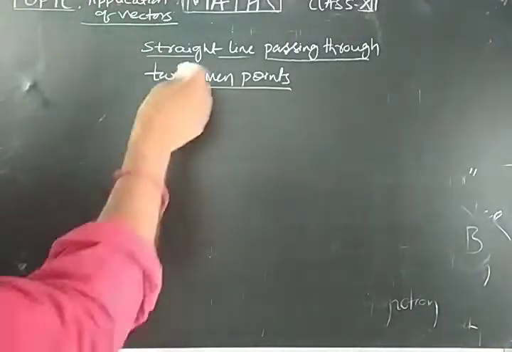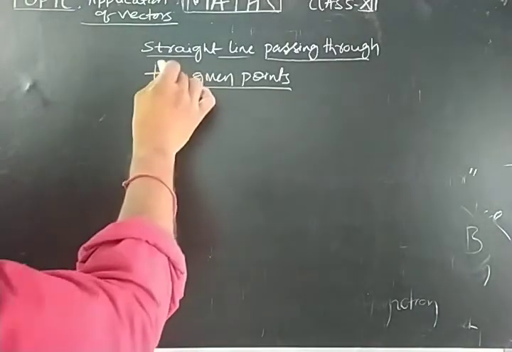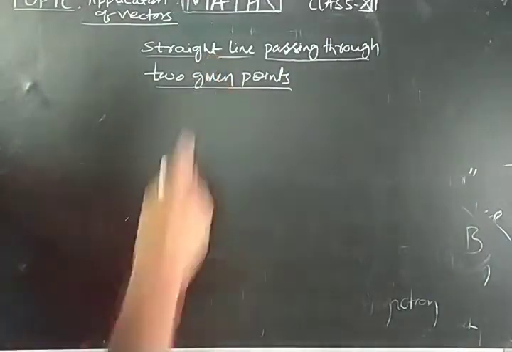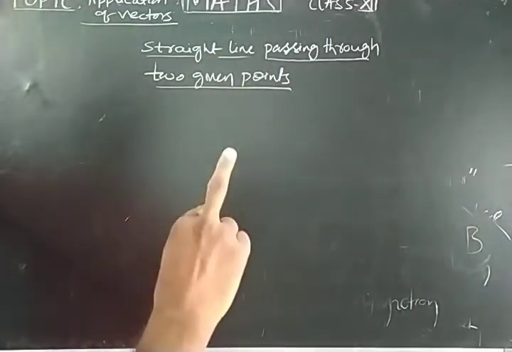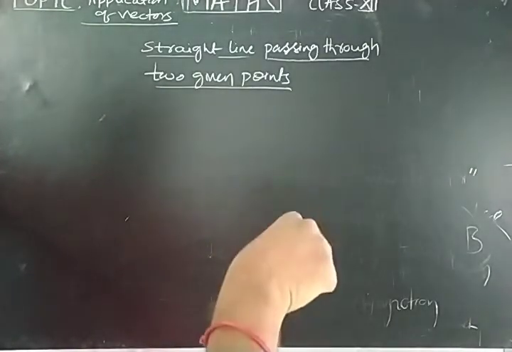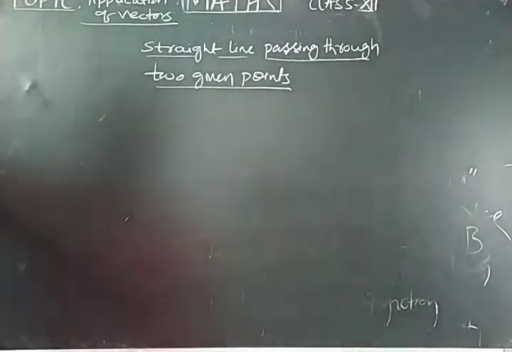In a similar way, again we are finding the vector equation of a straight line which is passing through two given points. For this also we have two forms, vector form and Cartesian form. Again in vector form we have two forms, parametric form and non-parametric form.